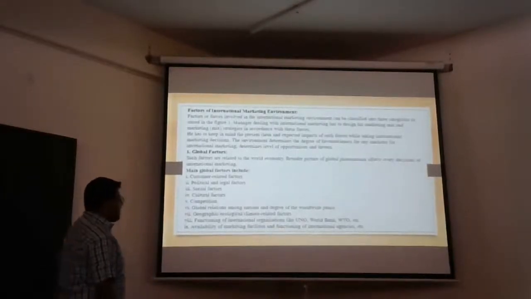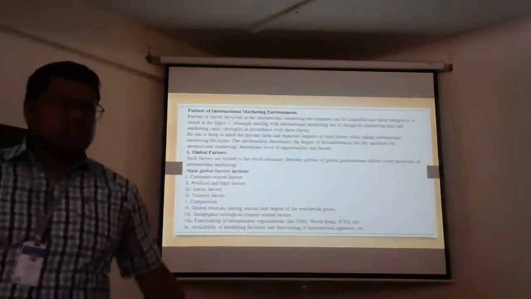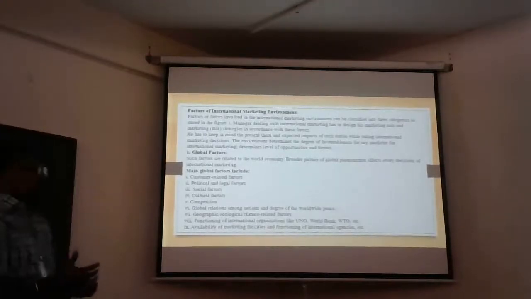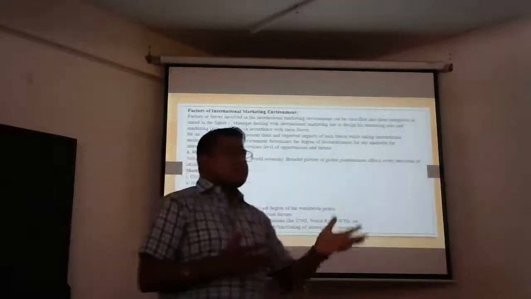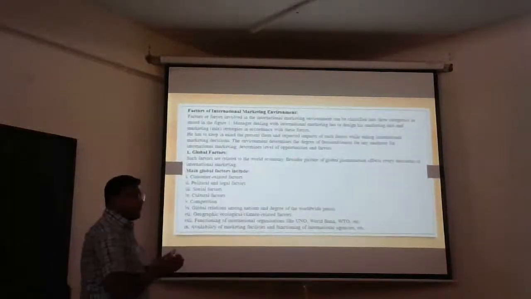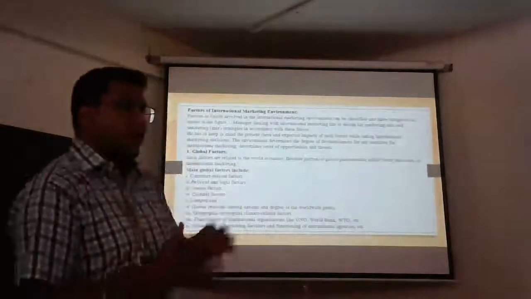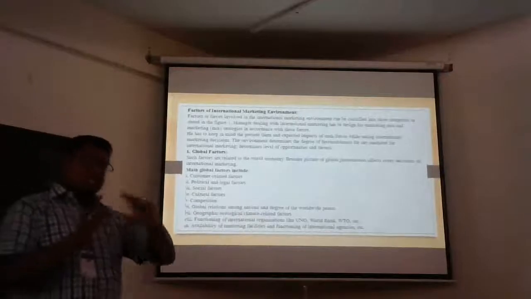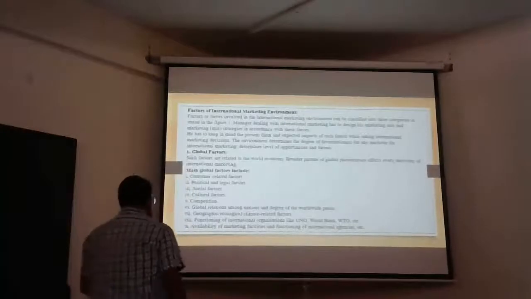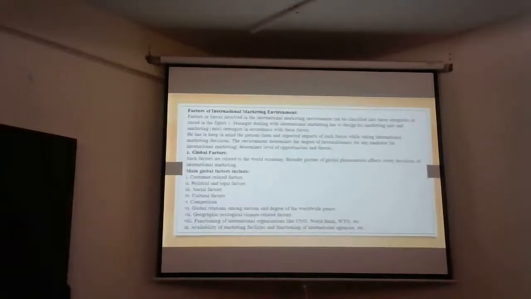Functions of international organizations like the UN, World Bank and WTO. How are these global factors? Pressures. Most African countries run on the aid of the UN. So if you do some kind of business, you need to take approval from them. If you need to sell medicines in African nations, you need an approval because many diseases are prevalent there. Availability of marketing facilities and international agencies. So these are all global factors.